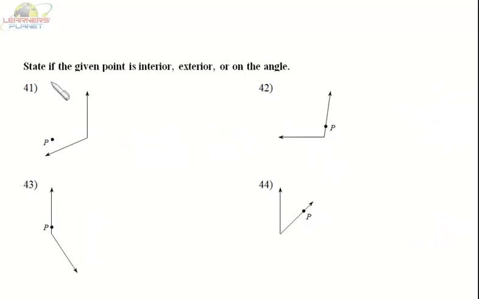Now, in this question, state if the given point is interior, exterior, or on the angle. Now we see the angle is formed like this. So P is coming inside the angle, or we can say it is interior. So P is interior. Here P is on the angle. Here also P is on the angle. Here also P is on the angle. I will just take one example where P is exterior to the angle. Just a moment. So here you can see the point P is exterior to the angle.